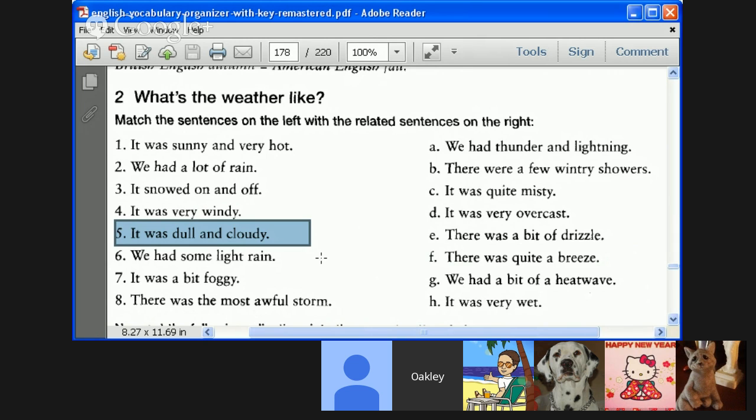Okay. Number 5. What does it match up with in the right-hand column? It was dull and cloudy. I don't know. Think dull and cloudy. It should be quite misty. Not really. Cloudy, breeze. A few wintry showers. Well, it could be, if it's cloudy, then you could have rain or snow. Yes, but it was very overcast.